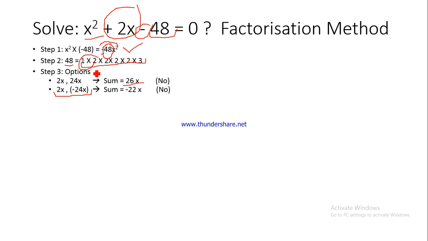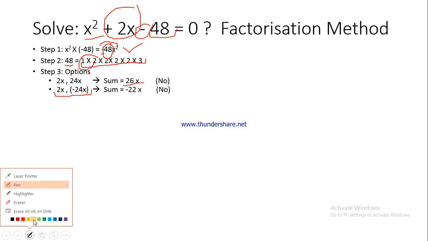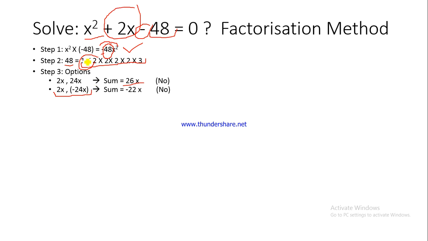So everything else is same. The first two terms have been taken up, and then we have taken up the remaining 4 terms which are here, and we have used the minus sign also. So 2x minus 24x. When we add them up, 2x and minus 24x, the sum will be minus 22x. But we needed plus 2x, while the sum that we are getting here is minus 22x. So this option is not going to work.